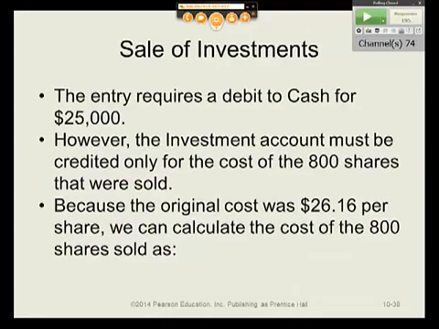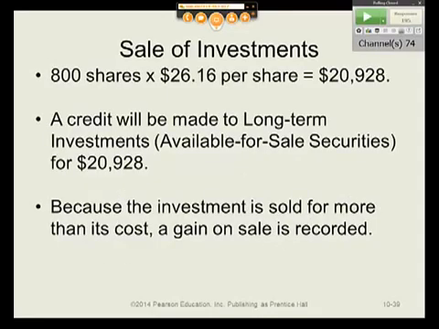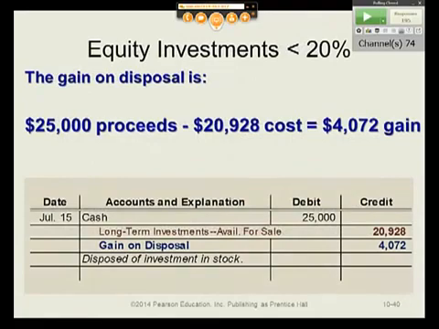Okay, so you're going to debit cash and you're going to credit, obviously, the investment account. And as I said, the investment account would be credited for 800 shares times 26.16 or 20,928. And the credit goes to the investment account and the gain is recorded. The gain on disposal is again part of other revenue and other expenses. So I'm going to bring that up for you. And that would be the entry, the cash proceeds, and that is a realized gain on the sale. Okay, realized gain. That goes on the income statement as other revenue and other expenses.